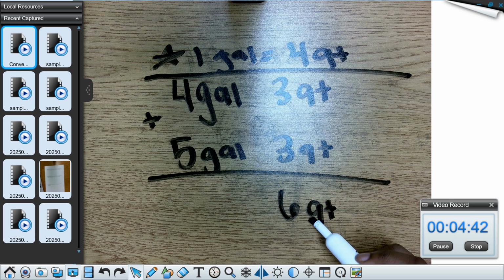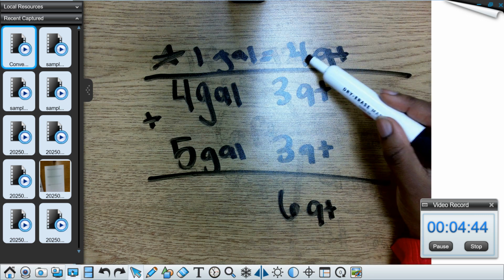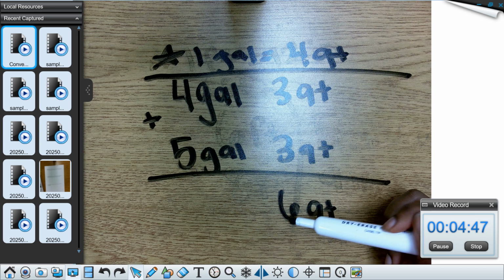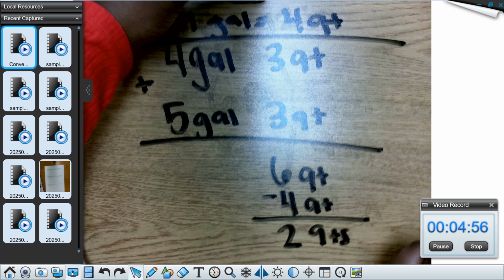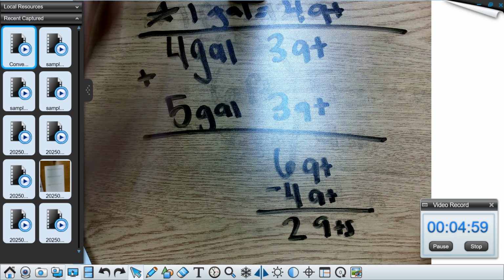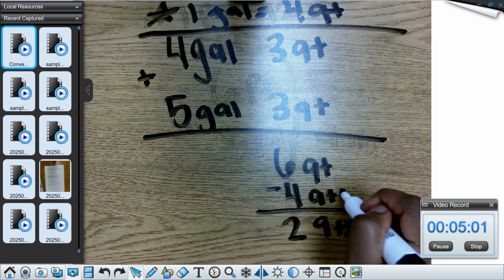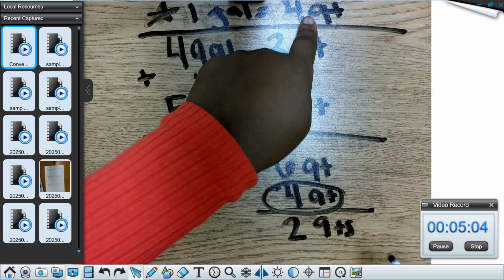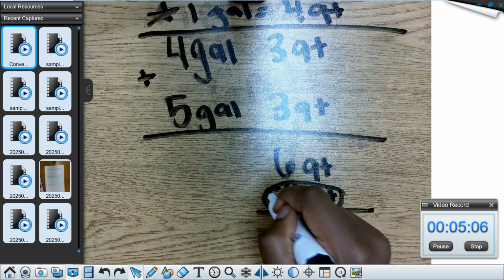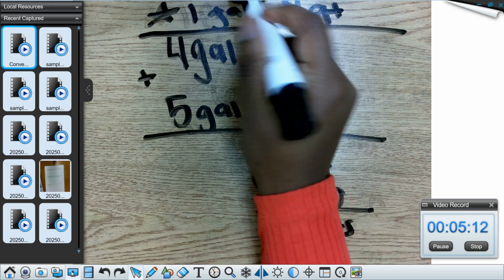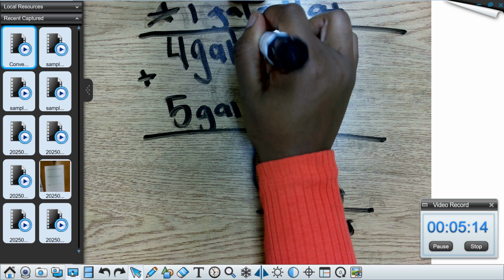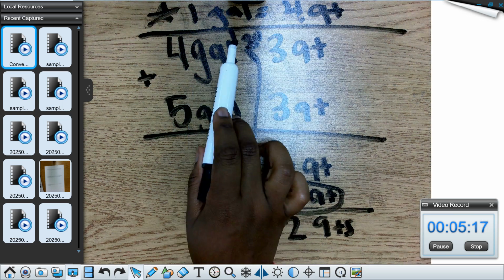But remember, our rule is we cannot have more than 4 quarts. So we're actually going to take 4 of the 6. They can do this by subtracting, and that'll leave us with 2 quarts. And once again, I cannot see my 2 down here. And then remember, we're not getting rid of the 4 quarts. We're actually changing these 4 quarts to 1 gallon. I kind of ran out of space a bit, but we'll just know that this is 1 gallon.